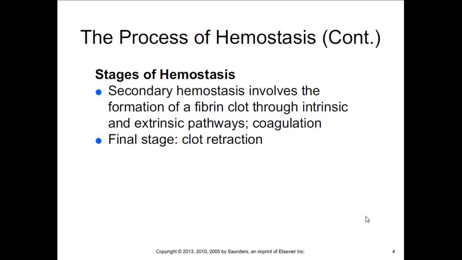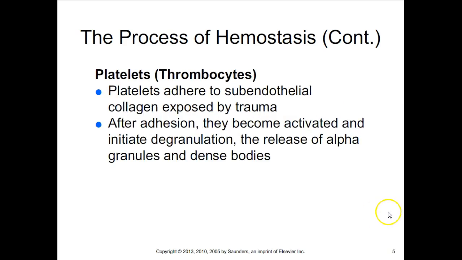Then secondary hemostasis involves the formation of a fibrin clot. So you have two pathways, the intrinsic and extrinsic pathways, and these are the ones you want to make sure that you know. That leads to something called coagulation. Then the final stage is the retraction of the clot. So when you have a blood clot or fibrin clot, then you need to break down the fibrin clot as the tissue below it is healing. And it's critical for those two things to be able to happen.